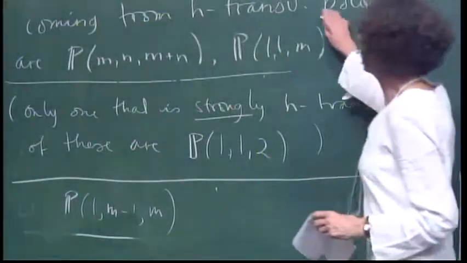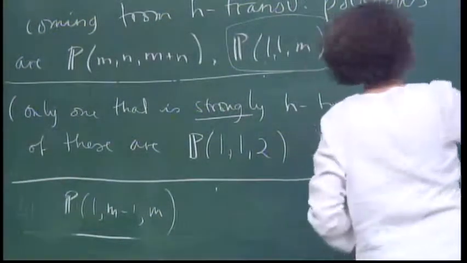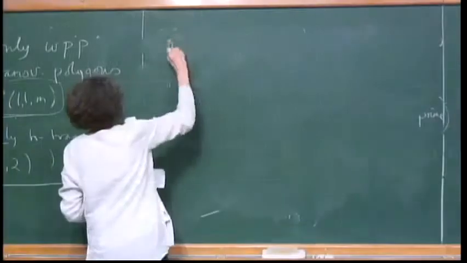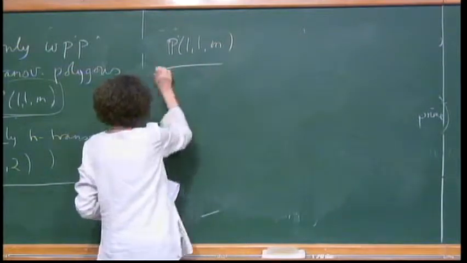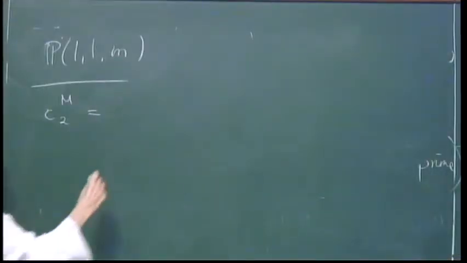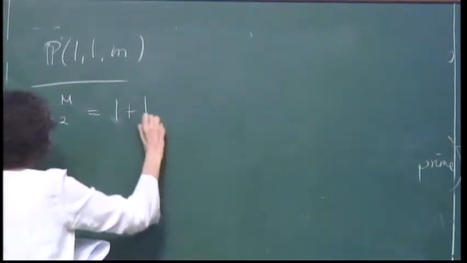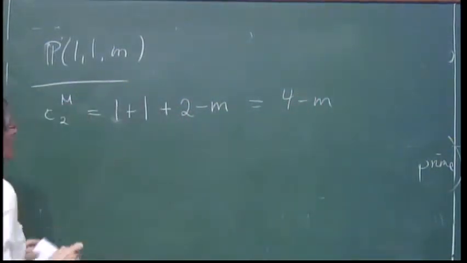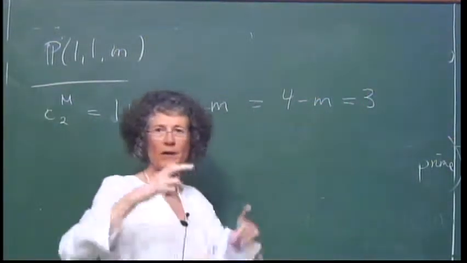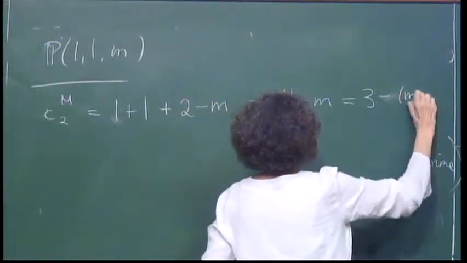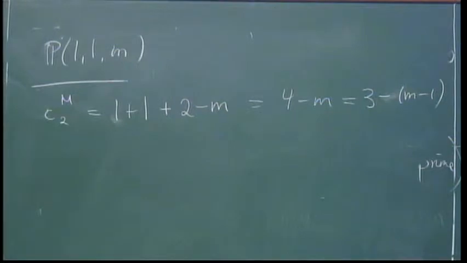So let me finish by saying that. I'll drop the other example because that takes too long. Here you get, if I can find it, C2 of M in this case: you have three vertices. So you have 1 plus 1 plus the third one, which is singular, and the singular has Euler obstruction 2 minus M. And so you get 4 minus M. You can write this as 3, which is the second Chern class if the thing had been smooth. And then you correct by M minus 1, which is 0 if M is 1, because if M is 1, you get P2.